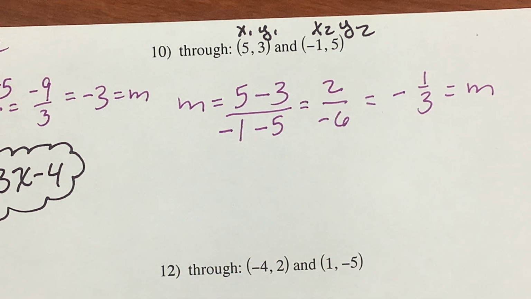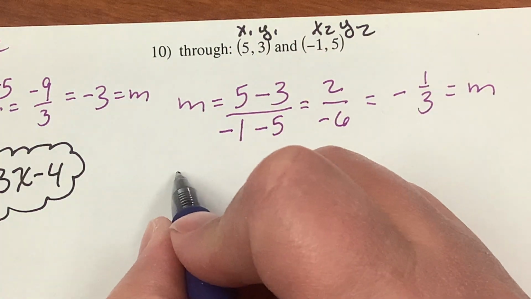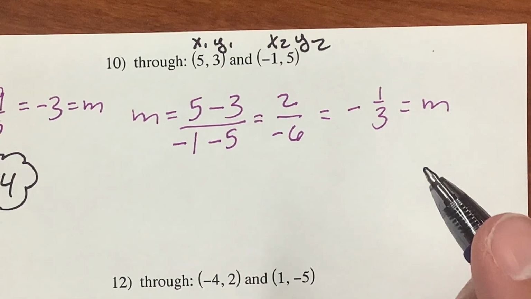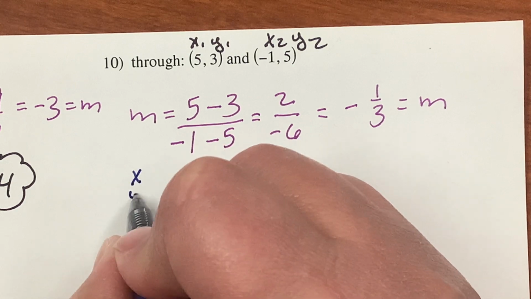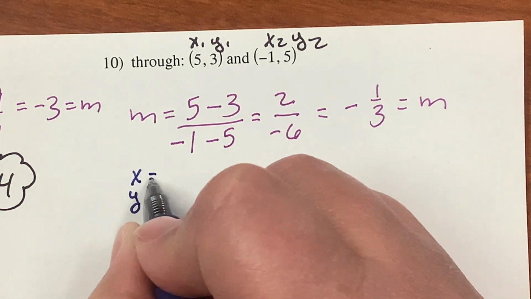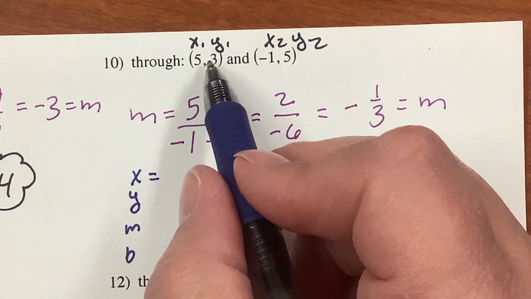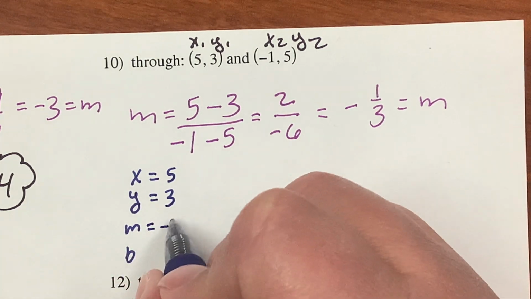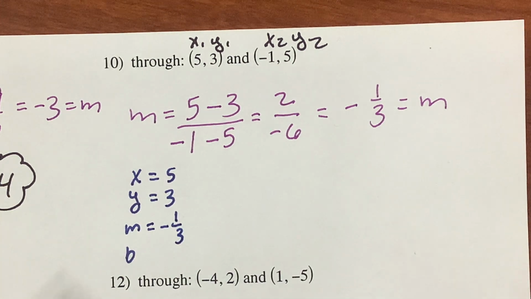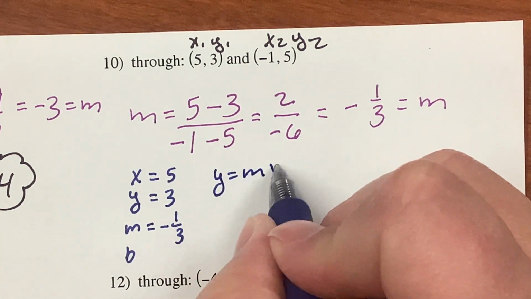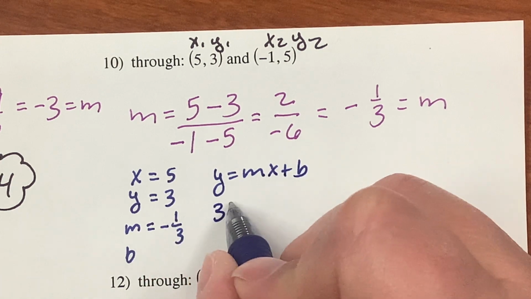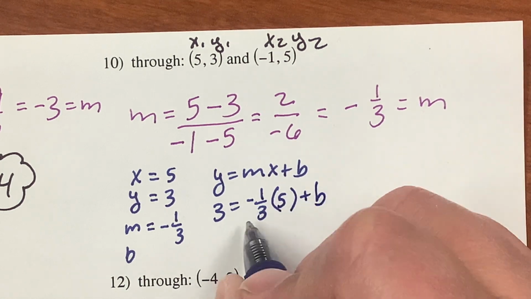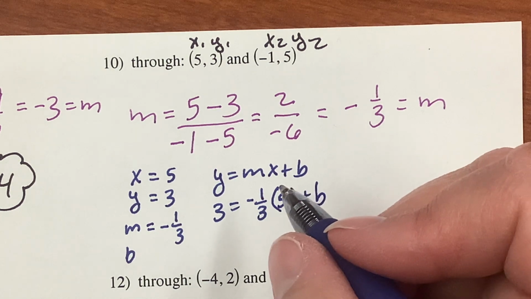So now I'm going to pick one of those and do, oh gosh, again, there's no 0. There's no more zeros on the paper. So there's no more easy b's. I need an x and a y and an m and a b. x is, let's do this one, it's both positive. 5, y is 3. m is -1/3, and I'm looking for b. y equals mx plus b. 3 equals -1/3 times 5 plus b. -1/3 times 5 is -5/3.